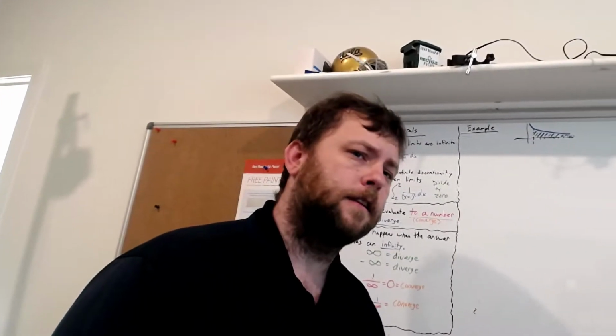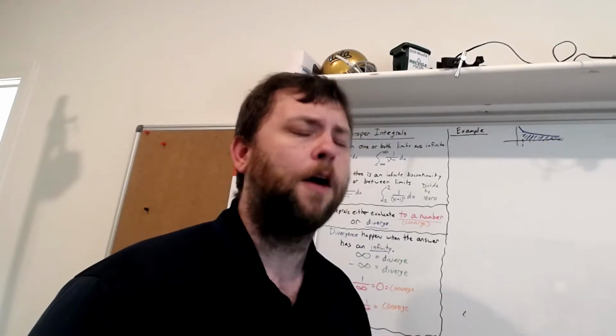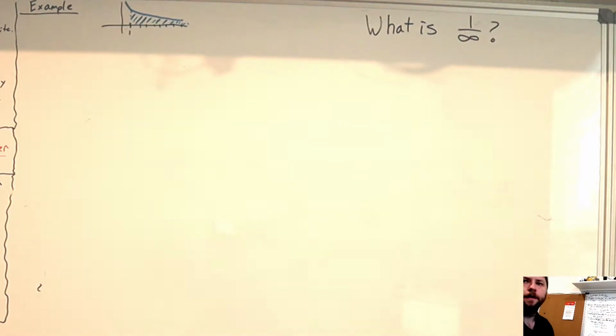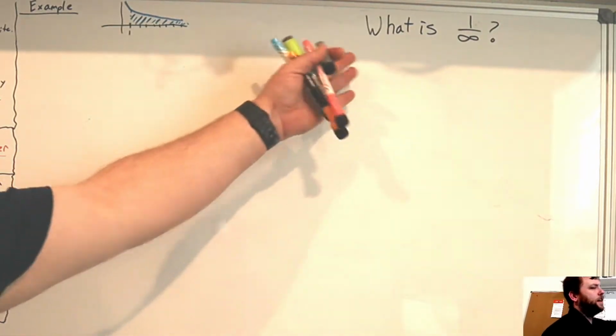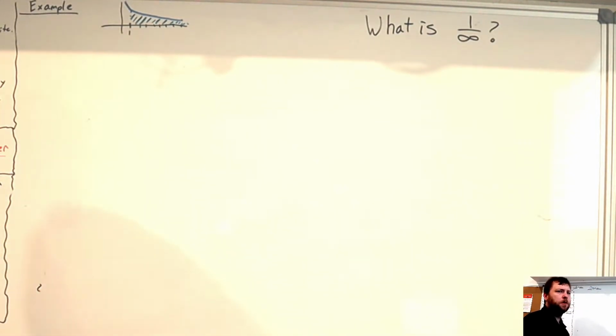Welcome, class. This is a video on improper integration, but first, I want to talk about infinity. So what is infinity? What is 1 over infinity? Infinity is a number that just keeps getting bigger and bigger forever, right? But infinity is just one big number, or negative infinity. What is 1 over infinity?